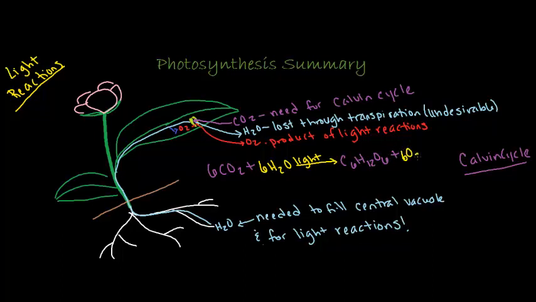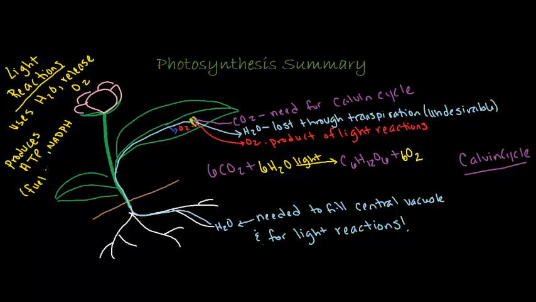If you'll notice, I've matched the colors up to the reaction they go with. The light reaction uses water. It releases oxygen. And it produces energy that will fuel the Calvin cycle in the form of ATP and that electron carrier NADPH. As I mentioned, these fuel the Calvin cycle.